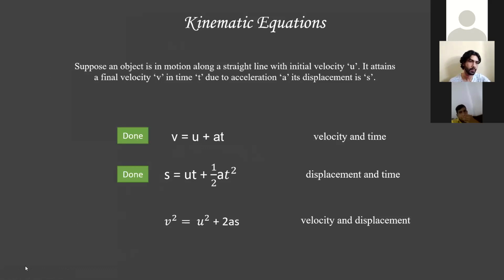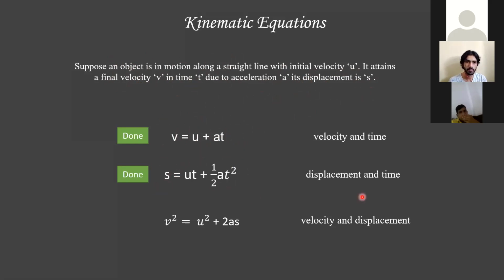If you can read over here, wait a minute, I'll start my laser pointer. Great. Suppose an object is in motion with initial velocity u, the starting velocity. It attains a final velocity v in time t due to acceleration a, and its displacement is s. These are the parameters we look at, and this is the formula we get: v equals u plus at. v is the final velocity, u is the initial velocity, a is the acceleration, and t is time. You can look here and understand what these symbols mean.